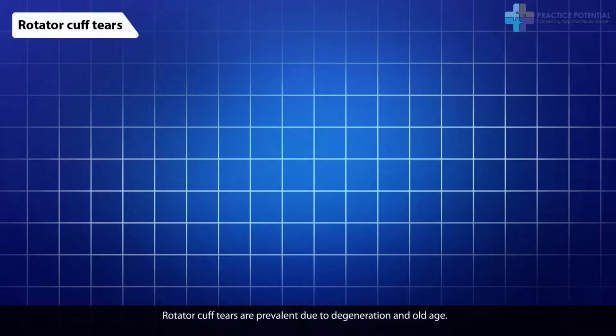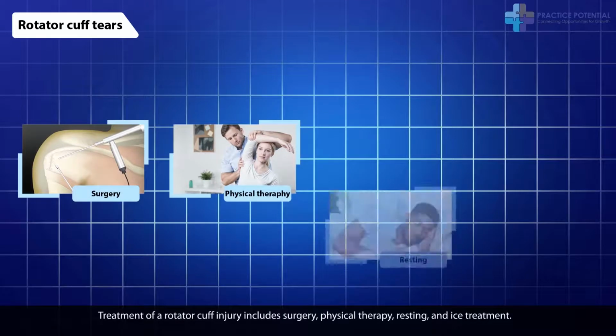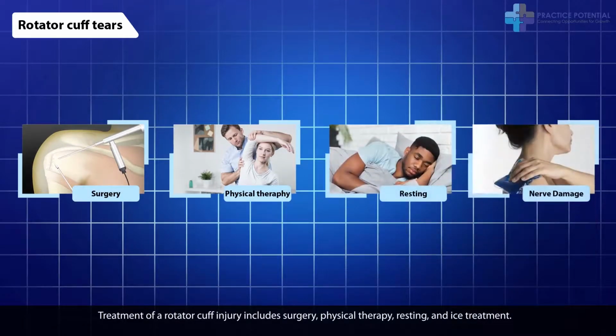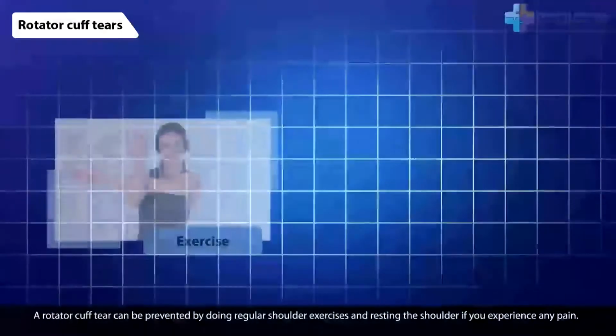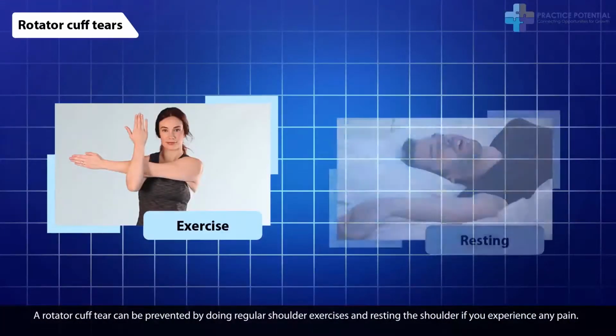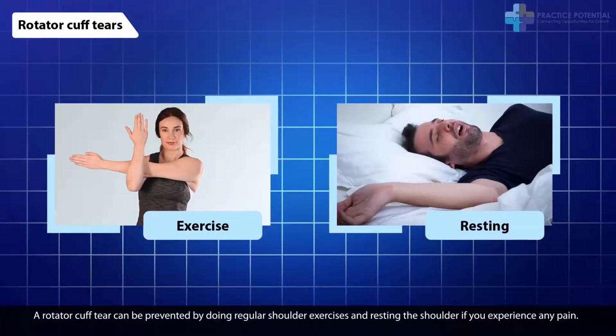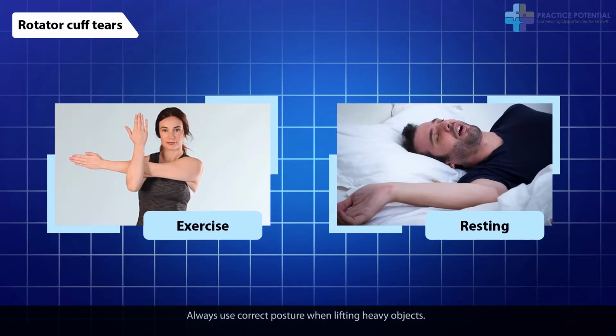Rotator cuff tears are prevalent due to degeneration and old age. Treatment of a rotator cuff injury includes surgery, physical therapy, resting, and ice treatment. Proper treatment should be followed to ensure the patient recovers fully. A rotator cuff tear can be prevented by doing regular shoulder exercises and resting the shoulder if you experience any pain. Always use correct posture when lifting heavy objects.